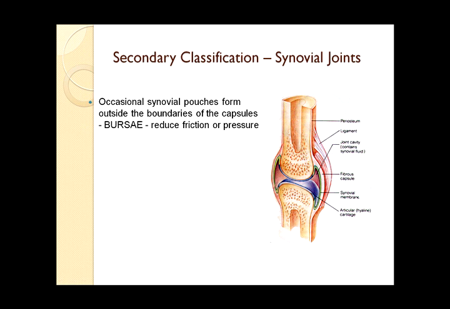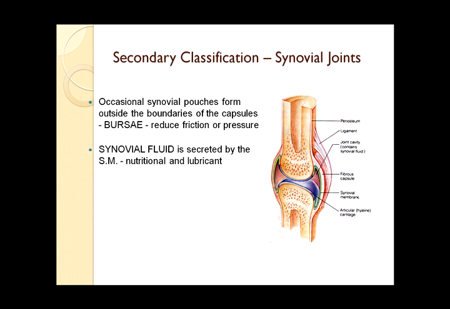Occasionally, we will see synovial bursae. These are pouches of synovial membrane that are found outside the boundaries of the capsule, and the function of these are to protect overlying structures from rubbing or from friction against bone margins or joint margins. These again are sensitive structures. They are highly vascular. They are pouches of fluid that contain synovial fluid. When they get inflamed, they can produce a severe amount of pain.